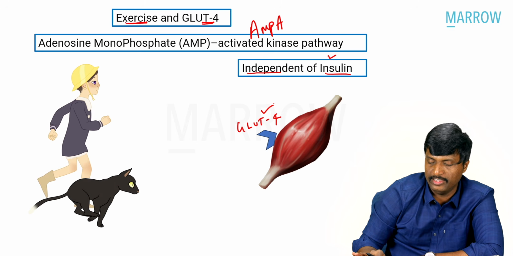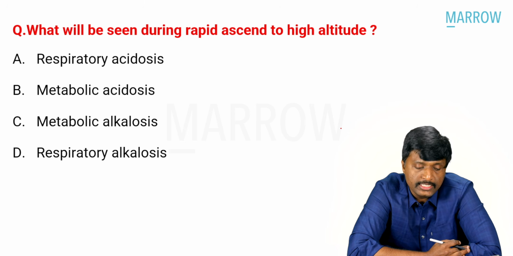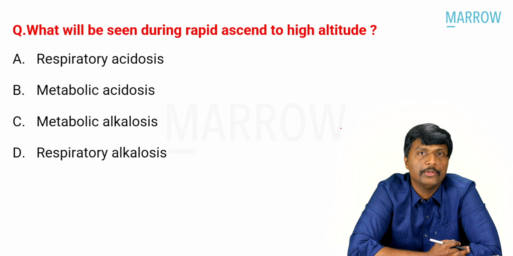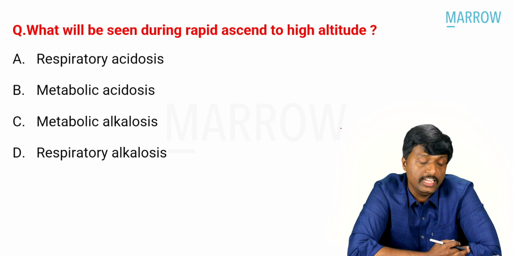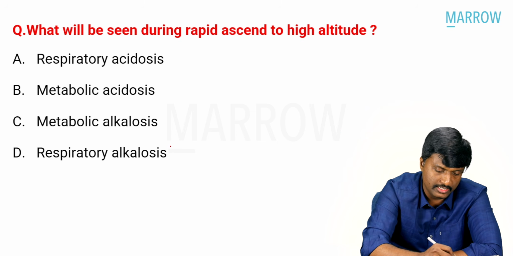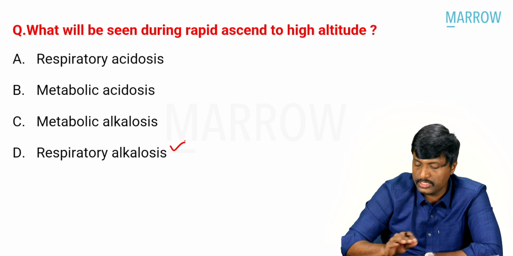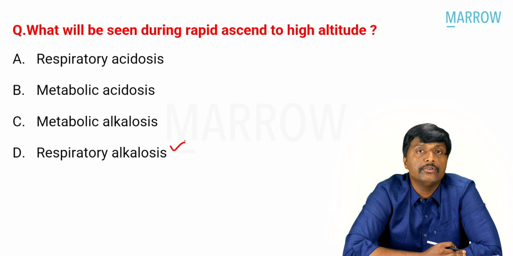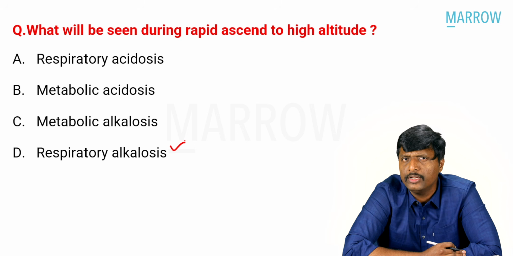Simple. Next. What will be seen during rapid ascent to high altitude? A very important question. There is also a consequence for this. The important change that is seen during rapid ascent to high altitude is definitely respiratory alkalosis. Yes, sir, respiratory alkalosis. How is this happening? A very simple explanation. Remember, the concept we are now going to discuss will not happen in someone who is living there for years. People living at high altitude usually get acclimatized.